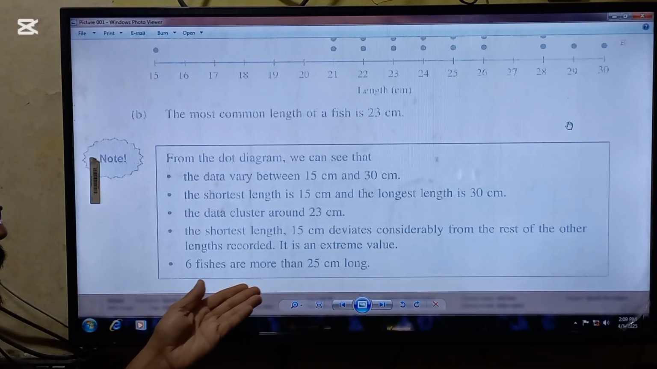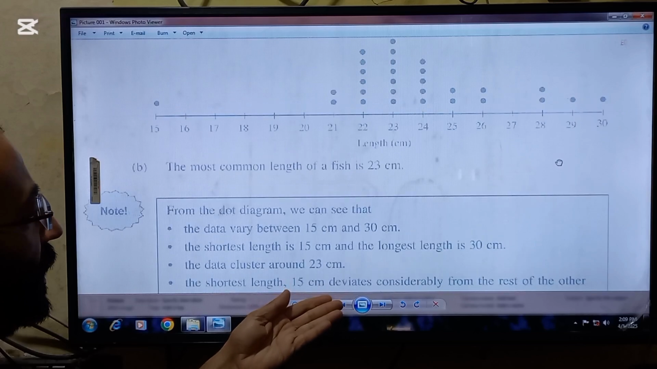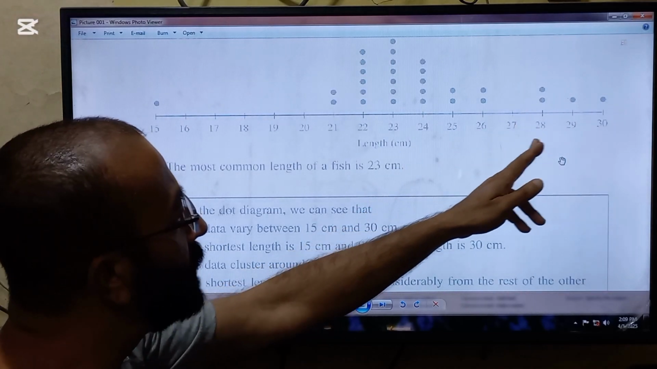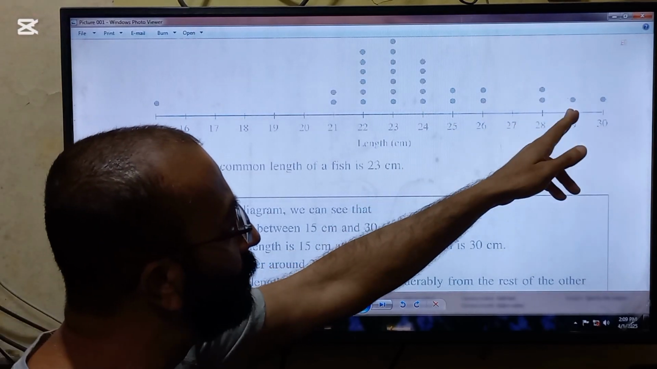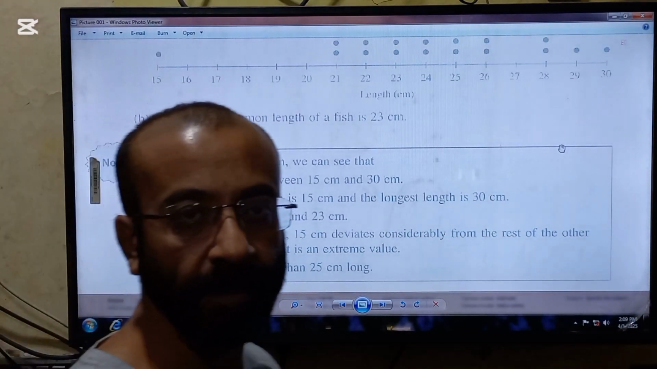6 fish are more than 25 centimeters in length, so this is another point. More than 25 centimeters in length: 1, 2, 3, 4, 5, and 6 fish are more than 25 centimeters in length.